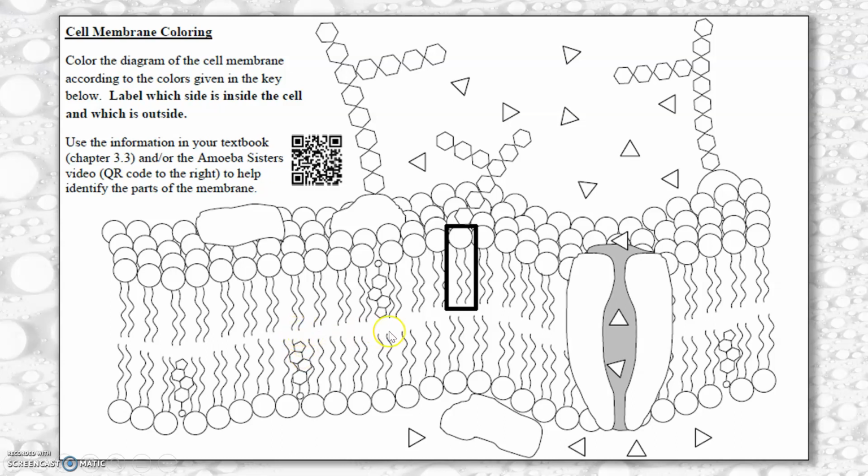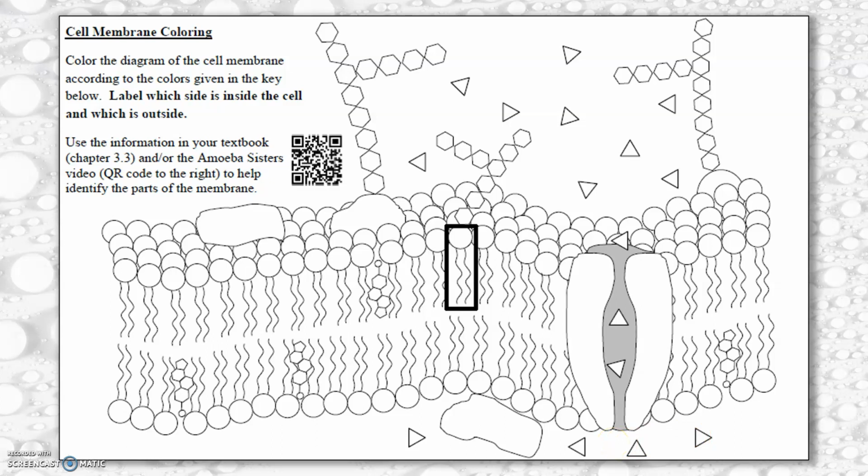Also embedded in this membrane, we can see there's a large protein here. We'll start with this guy. This is a transport protein, and I can tell it's a transport protein because particles are moving through it. All of these little triangles represent some kind of particle that's outside of the cell, and they are diffusing through this transport protein down their concentration gradient to the inside of the cell.